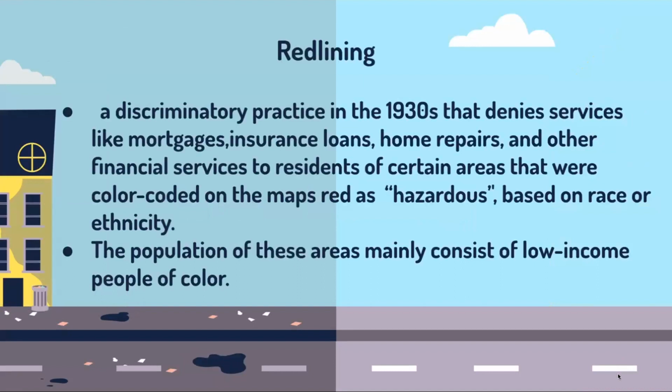Redlining is a discriminatory practice dated back in the 1930s that denied services like mortgages, insurance, loans, and home repairs based on race. Maps were used to outline certain areas deemed hazardous, and these areas were color-coded red based on race. And these areas mainly consist of low-income people of color.